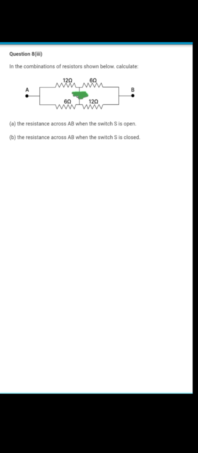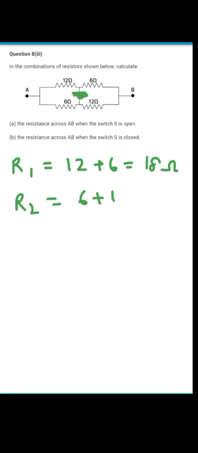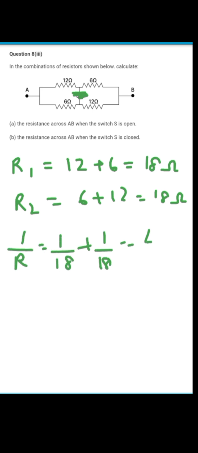So what will happen? These two are in series. Again, these two are in series. So let me find out the resistances. R1 is 12 plus 6, that is 18 ohm, and R2, that is the bottom part, is again 6 plus 12, which is 18 ohm. Now the combination is in parallel. These are gone, and now the entire thing is in parallel. So 1 by R is equal to 1 by 18 plus 1 by 18, that is 2 by 18. R will be equal to 9 ohm. This is the first case.